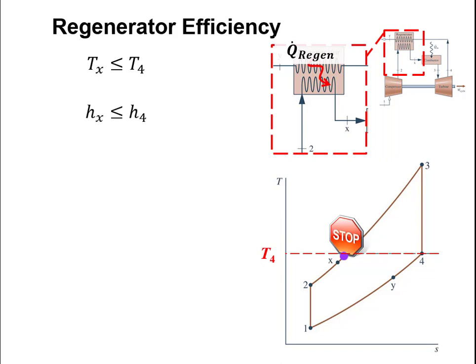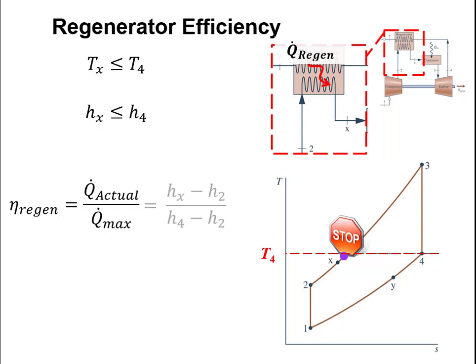So in real life, we always have a lower temperature at X than we do at 4. So we also have a lower specific enthalpy. So our regenerator efficiency is going to be the actual amount of heat that we transfer in the regenerator divided by the maximum amount of heat that we transfer in the regenerator. Or I can express this as H sub X minus H sub 2 divided by H4 minus H2. Regenerator efficiencies are typically on the order of 60 to 80%.